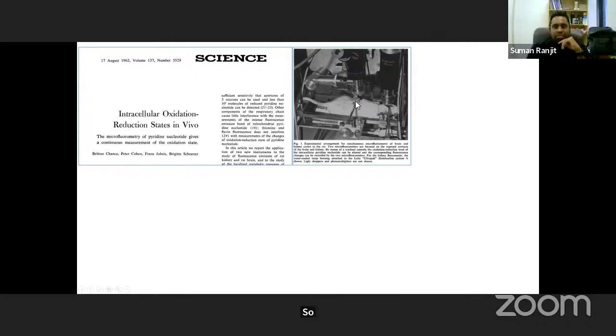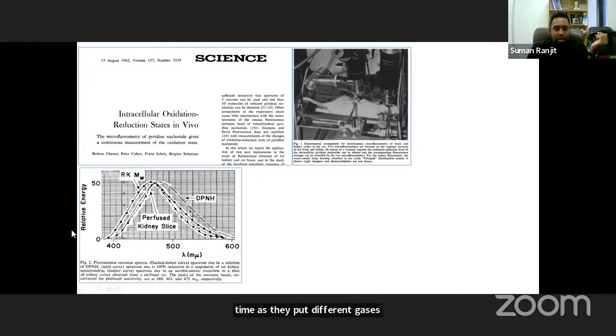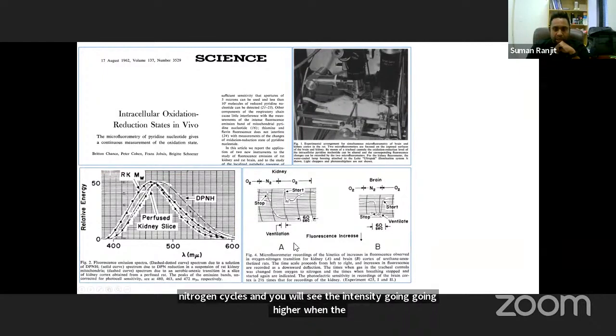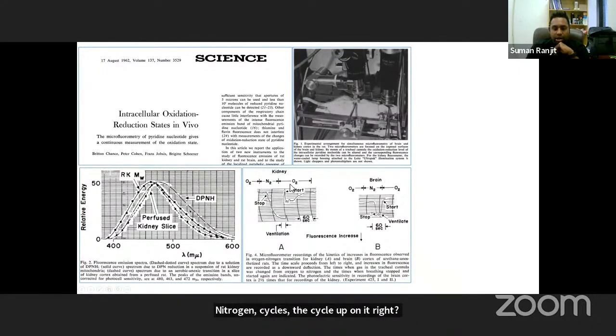So they put one of the objectives in the kidney, the other one in the brain, and what they are looking at is how the intensity of fluorescence of the NADH changes over time as they put different gases in the mouse. DPNH is actually NADH, and there's a spectral shift between the reduced and oxidized form of it. The idea here is you would start with oxygen and nitrogen cycles, and you would see the intensity going higher when the nitrogen cycle operates, so fluorescence increases in the bottom direction. Between start and stop in kidney and brain, you can start seeing this behavior, and you can monitor what is happening to the mouse's brain and kidney when it is going under different metabolic changes because it's inhaling more oxygen or nitrogen. So that was the original idea.